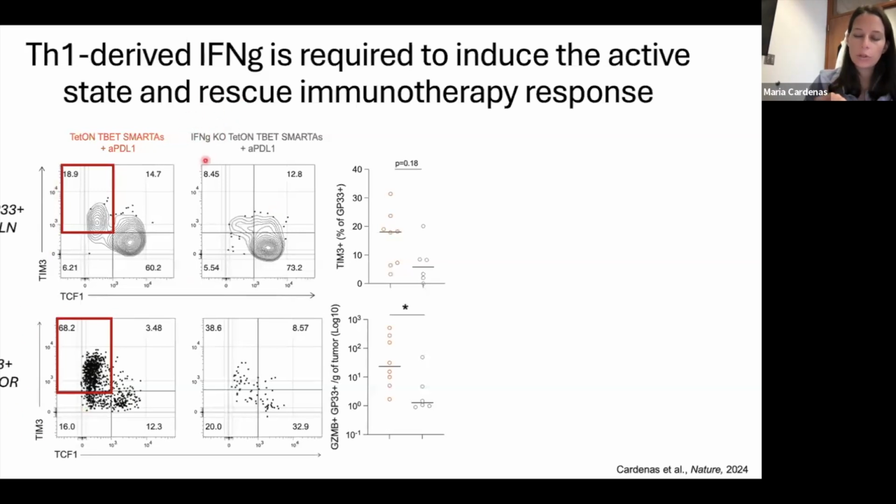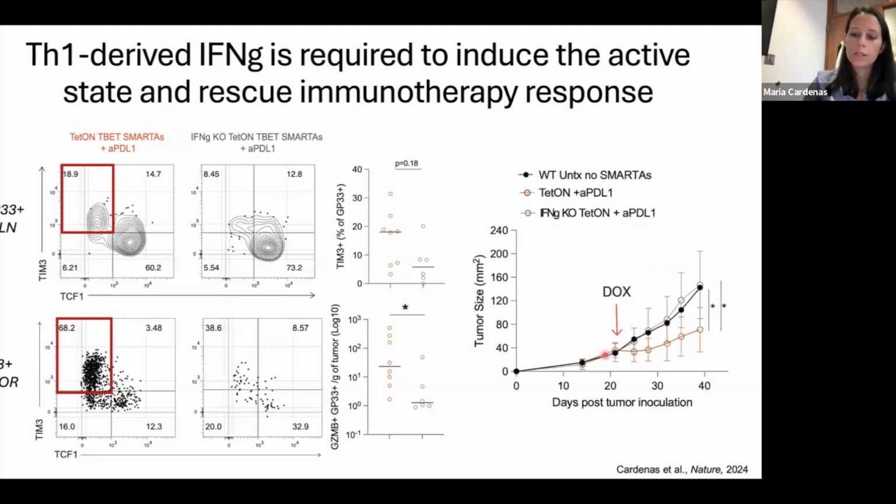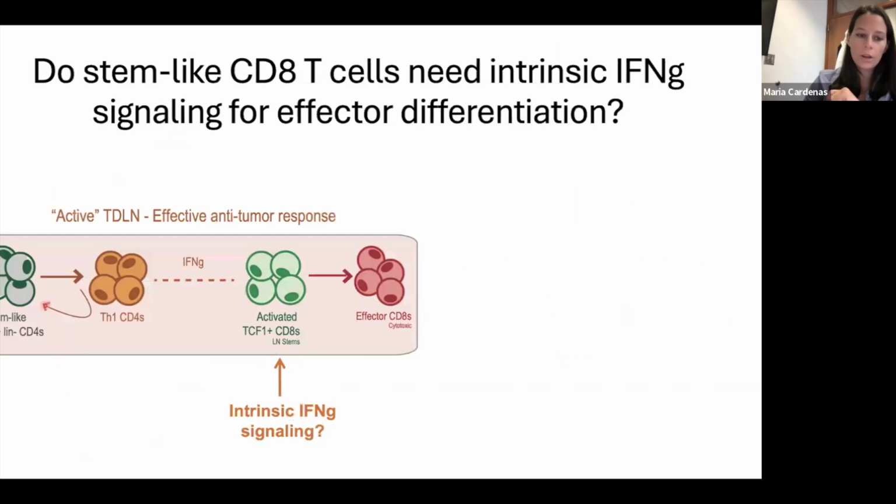When these cells can't produce interferon gamma, this response, both within the draining lymph node and primarily very dramatically within the tumor, gets abrogated. And the anti-tumor response itself is fully abrogated. So these mice are no longer responsive to PD-1 if the Th1 CD4 T cells can't produce interferon gamma, really suggesting that it's coming from the Th1s. Right, and so now we can start filling in our little model here of the active response. So both the differentiation of stem-like CD4s to Th1s is important, as well as the production of interferon gamma from these cells that is acting on the response.